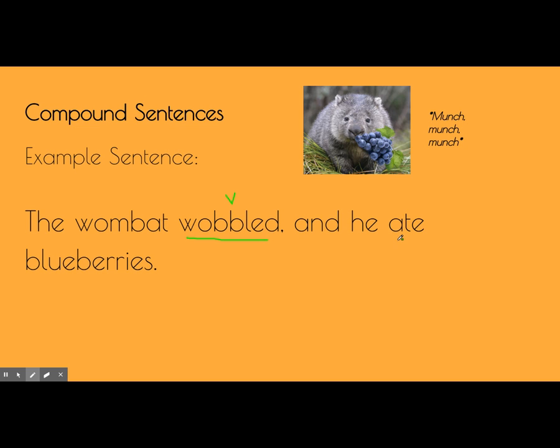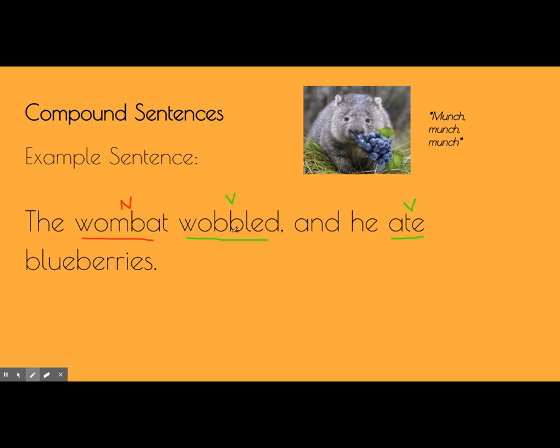And he ate. Ate, also another verb, right? So we have two verbs in this sentence. The wombat wobbled, and he ate. Now what we should do is find the subjects. And subjects I'm going to put in red, okay? So what we ask ourselves is who or what is doing the wobbling? Well, the wombat is, right? So he is our noun, also known as our subject, right?